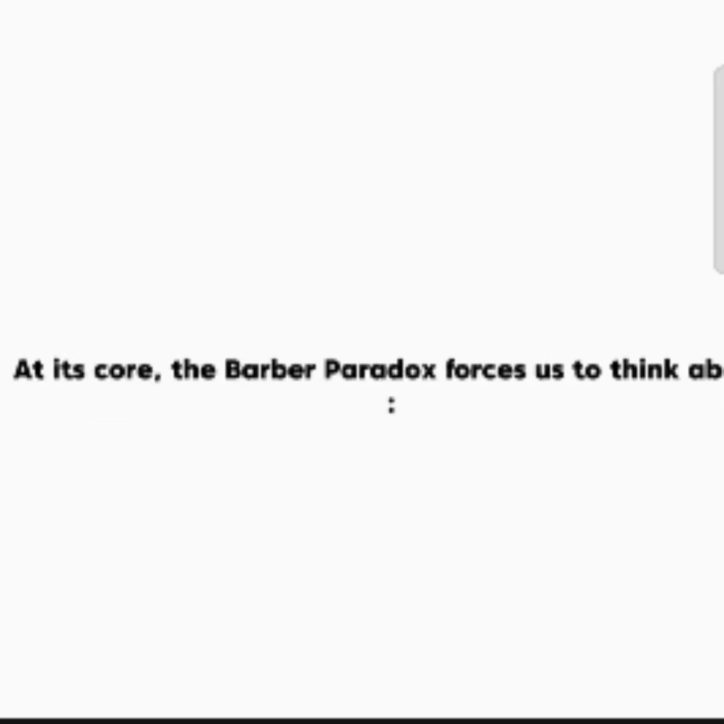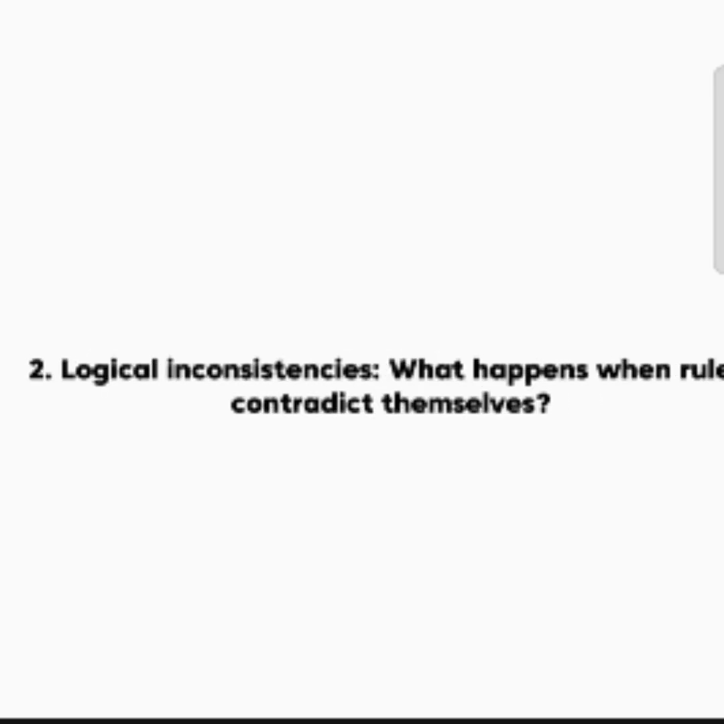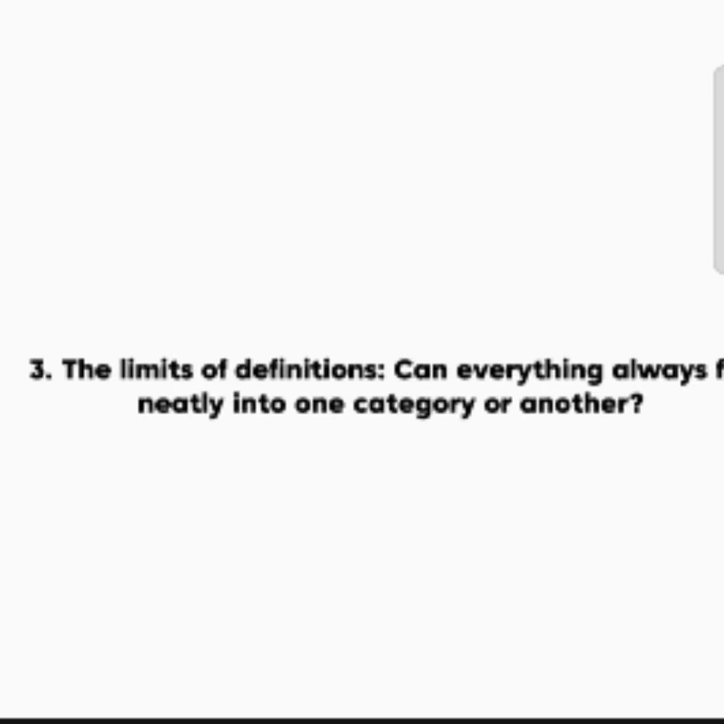At its core, the barber paradox forces us to think about: 1. Self-reference and circular logic. How do systems deal with self-inclusion? 2. Logical inconsistencies. What happens when rules contradict themselves? 3. The limits of definitions. Can everything always fit neatly into one category or another?